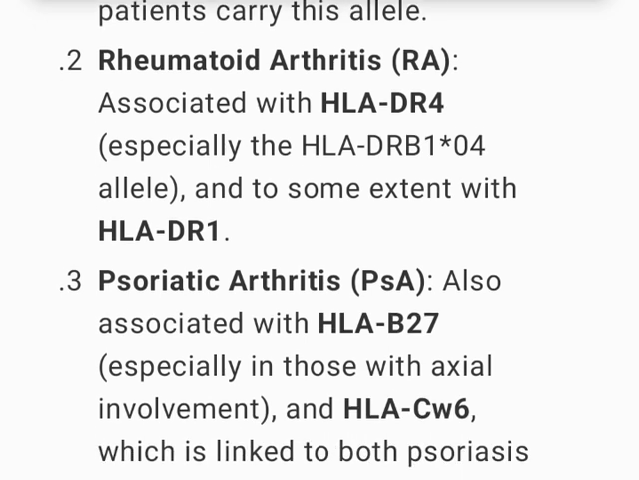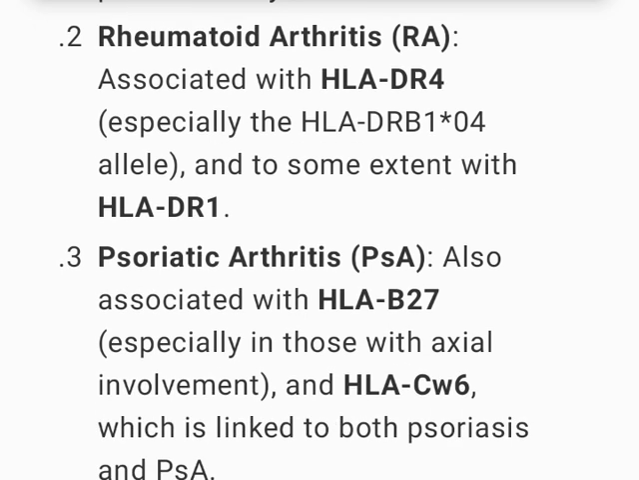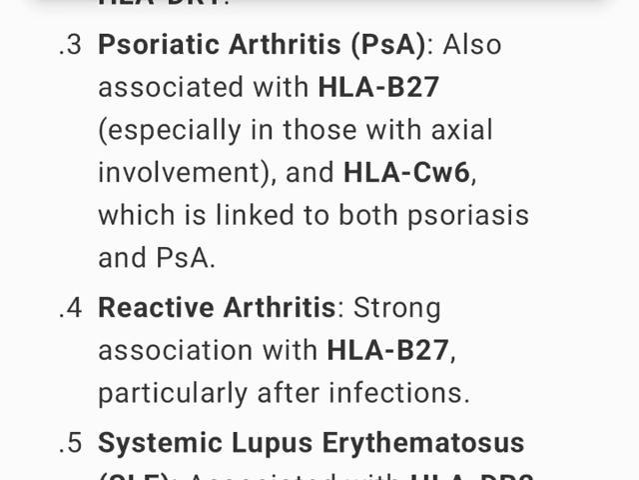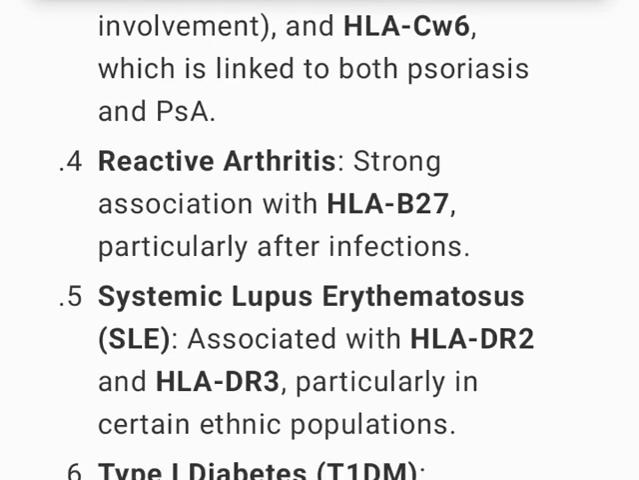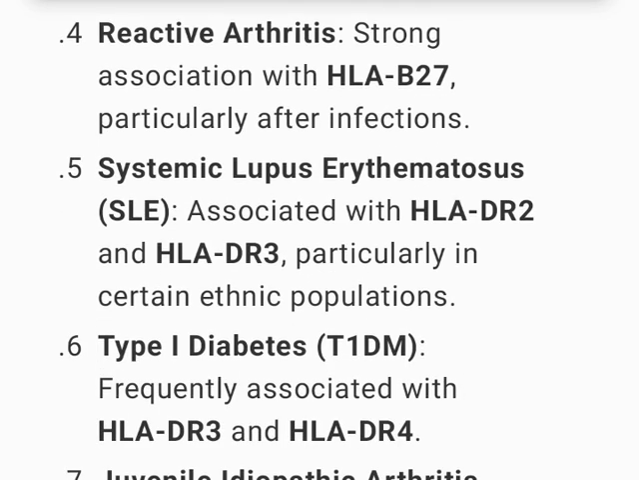2. Rheumatoid arthritis, RA, associated with HLA-DR4, especially the HLA-DRB1*04 allele, and to some extent with HLA-DR1. 3. Psoriatic arthritis, PsA, also associated with HLA-B27, especially in those with axial involvement, and HLA-W6, which is linked to both psoriasis and PsA. 4. Reactive arthritis, strong association with HLA-B27, particularly after infections.